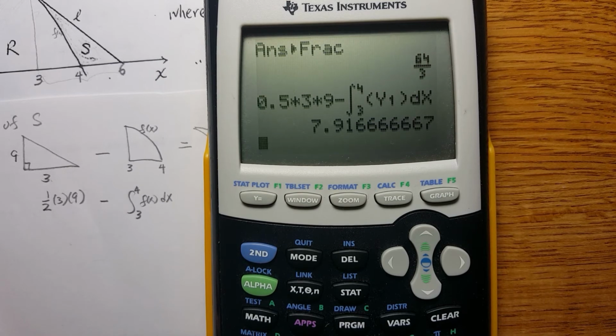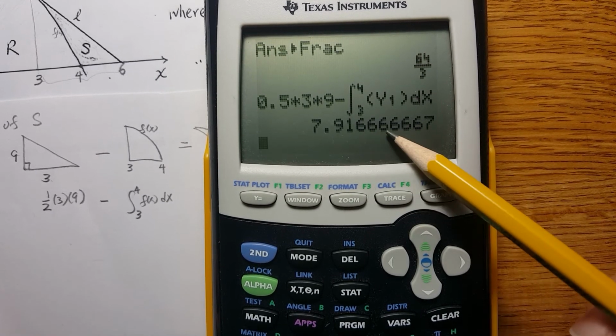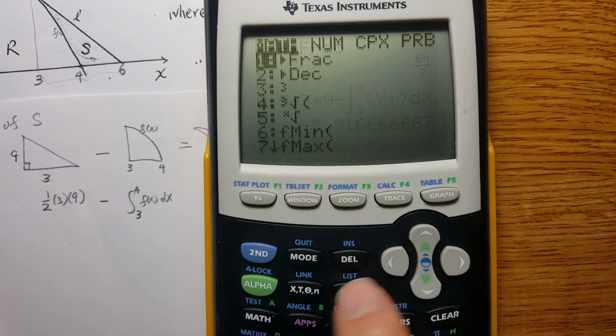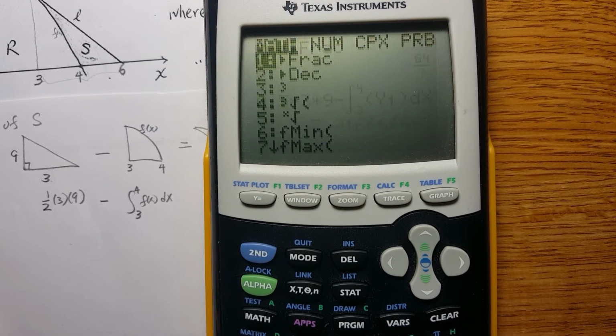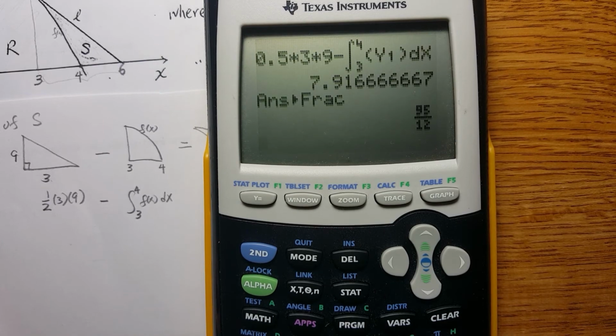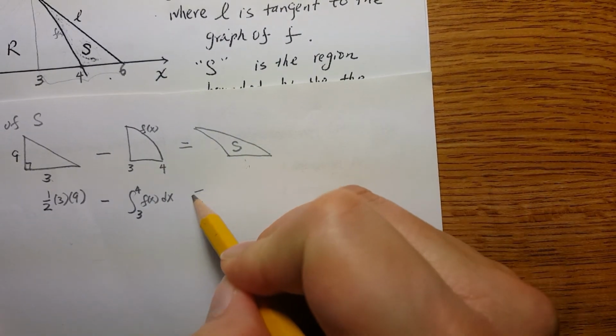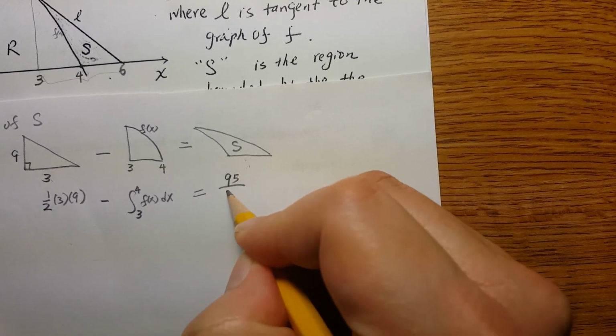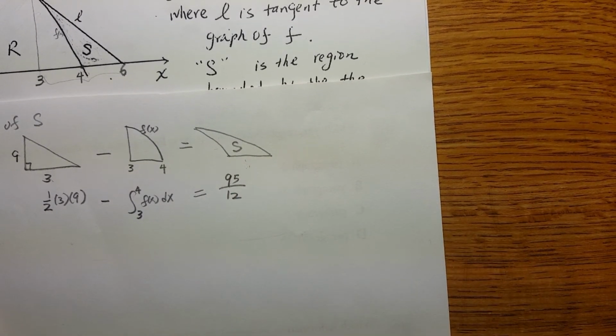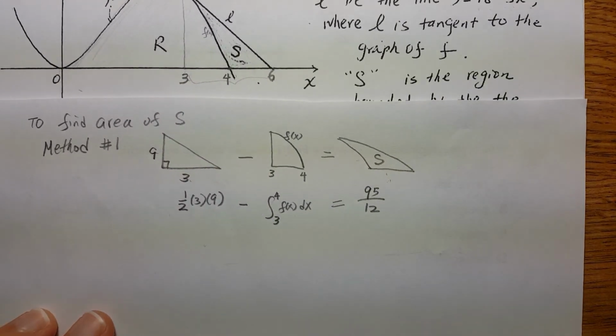So I get 7.916667, repeating the 6 over here. So let's check to see if it's going to be a fraction. So it is a fraction, 95 over 12. So I found the area of the letter S, that is 95 over 12.